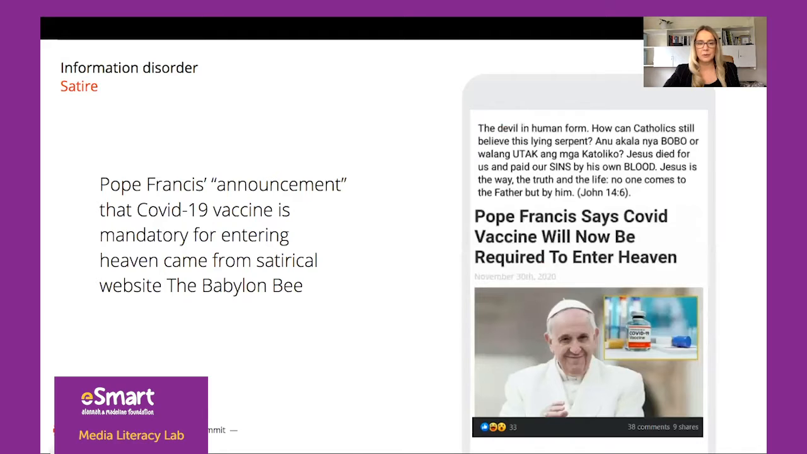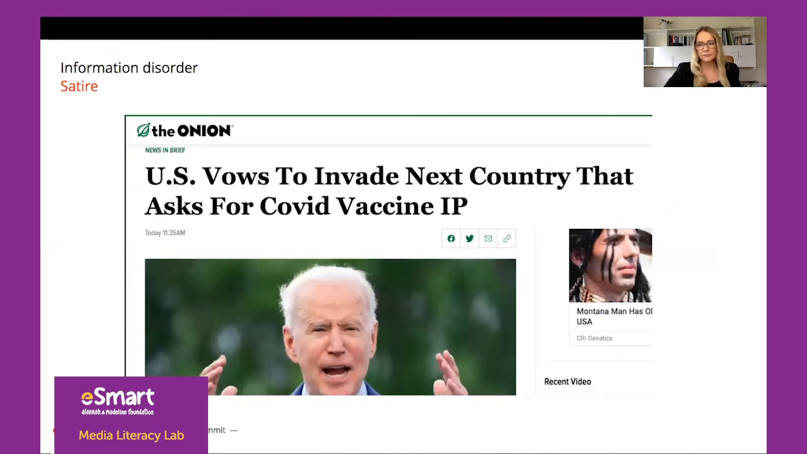So an example of satire or parody. Here's one where Pope Francis purportedly made this announcement that COVID-19 vaccine is mandatory for entering heaven. And this came from a satirical website. Okay, so you and I know that that's obviously a satire and quite unlikely. But if people aren't used to looking at the website that was sharing that information and actually looking in to see more about that page, and haven't read that it's satirical, they might not have got that information.